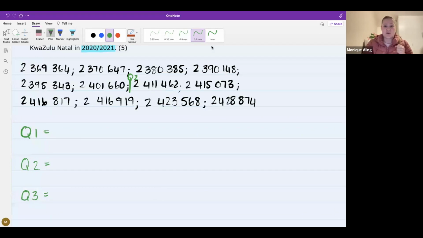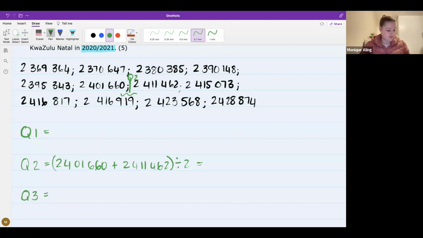Okay, so let's check. What did we get for quartile 1? So quartile 2 is in between these two numbers. So if I work that out, not that you need this, just to save space, I'm going to write it out this way. I got for quartile 2, 2406561. What did we get for quartile 1?